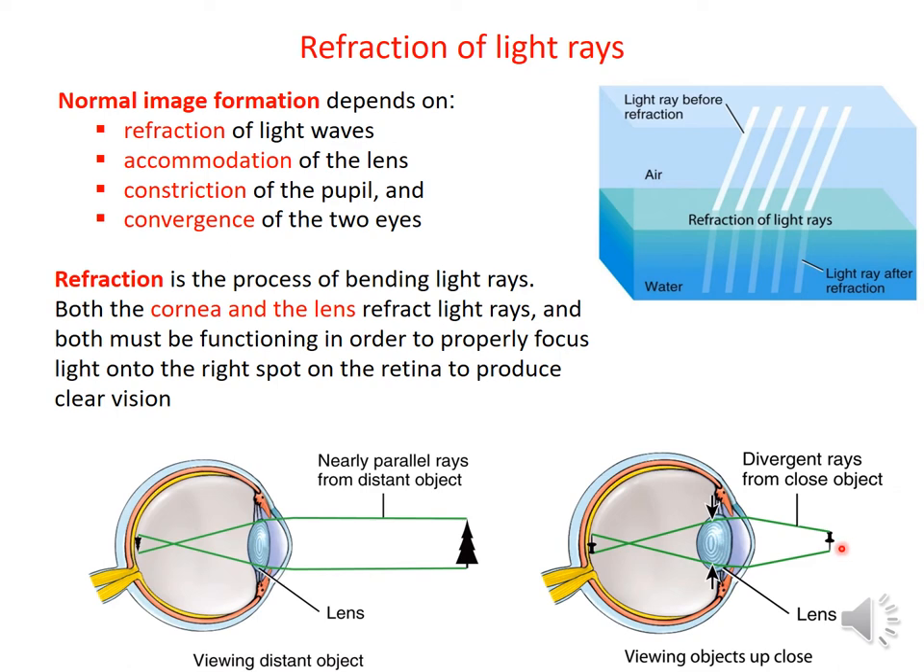So the near objects produce divergent light rays, and these divergent light rays need more refraction. In order to produce more refraction, what should we do? We should increase the convexity of the lens. How can we increase the convexity of the lens? By contraction of the ciliary muscle. So refraction is the process of the bending of the light rays by both the cornea and the lens. Both must be functioning in order to properly focus light onto the right spot on the retina to produce clear vision.